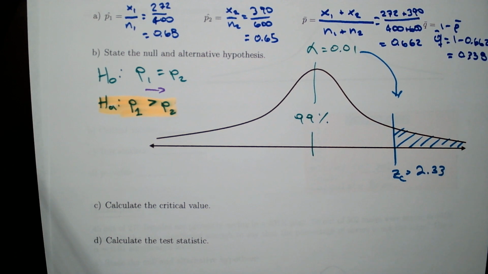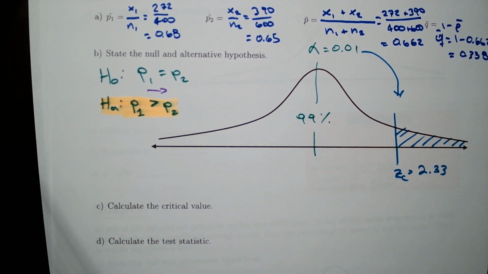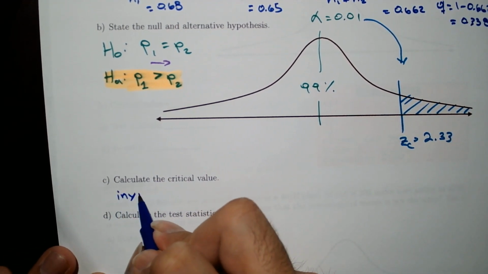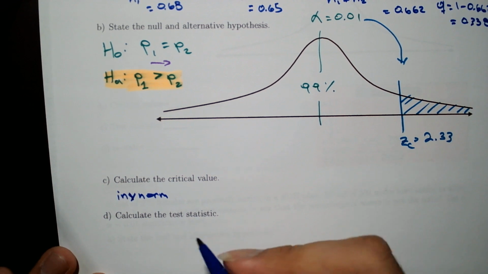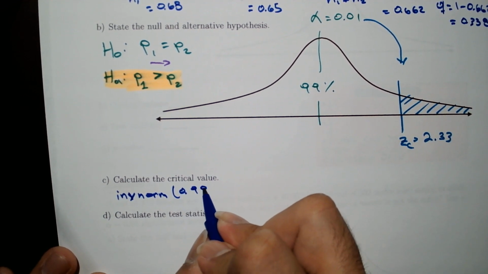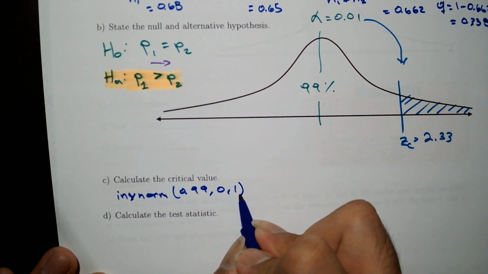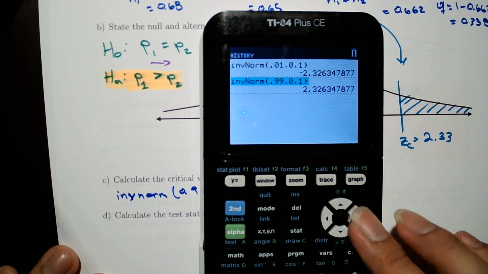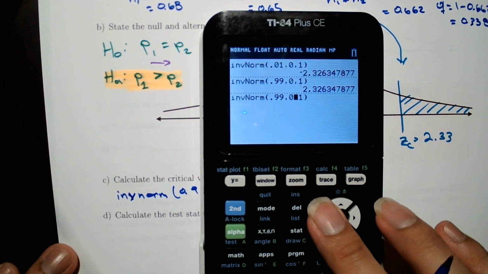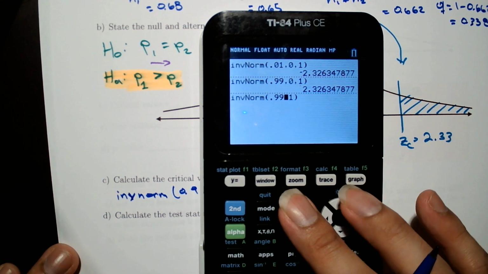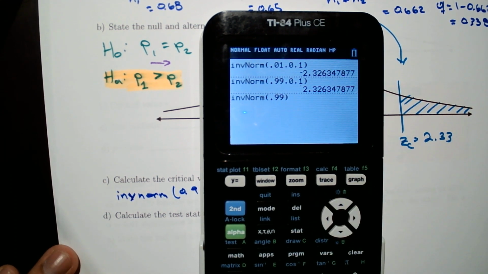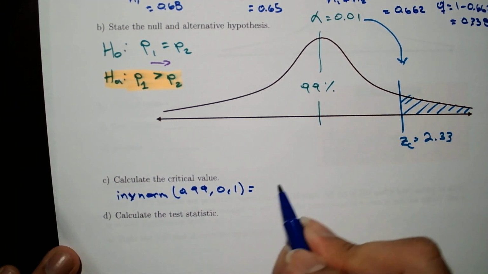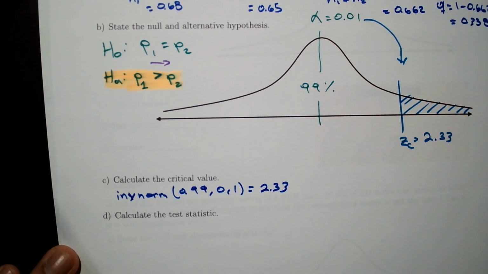Now let's actually write that down. So invNorm of 0.99. And again, I have the 0 and the 1. You can erase those. Let me show you again. If you delete the comma, the 0, the comma, and the 1, boom, you get the same thing here. So we get 2.33. That's the critical z-score.